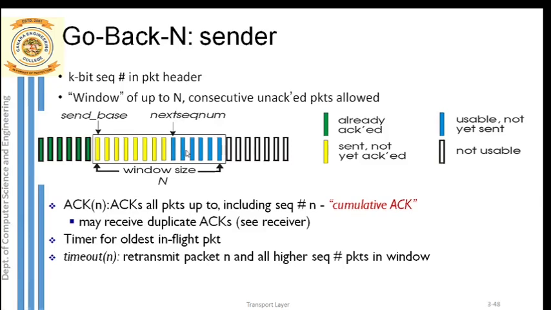You can see there are six blue packets. What are the 6 blue packets indicating? See, the first blue packet is pointed by next sequence number. The meaning is the next sequence number will always be pointing to a packet which has to be sent next. That means these blue packets are not yet sent from the sender to the receiver. These are the packets which are not sent.